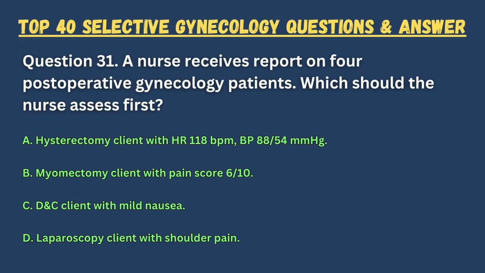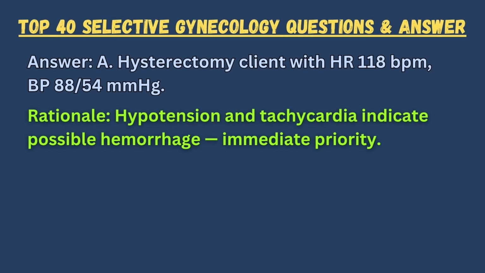Question 31. A nurse receives report on 4 postoperative gynecology patients. Which should the nurse assess first? A. Hysterectomy client with HR 118 bpm, BP 88 over 54 millimeters of mercury. B. Myomectomy client with pain score 6 out of 10. C. D&C client with mild nausea. D. Laparoscopy client with shoulder pain. Answer: A. Hysterectomy client with HR 118 bpm, BP 88 over 54 millimeters of mercury. Rationale: Hypotension and tachycardia indicate possible hemorrhage.